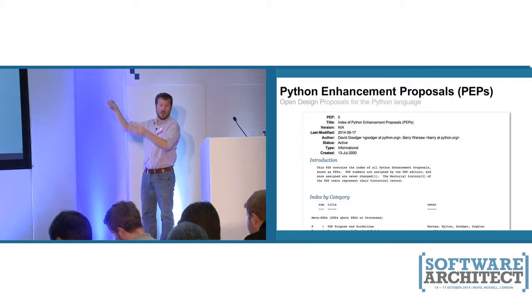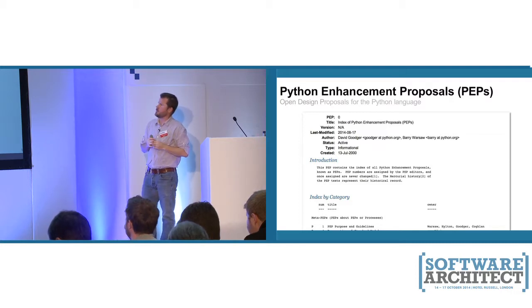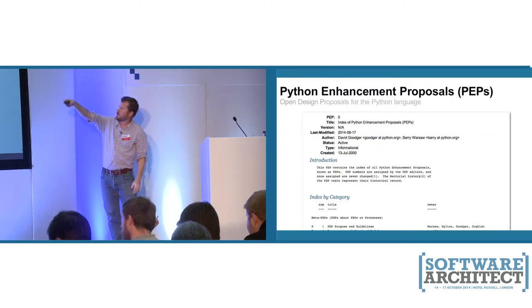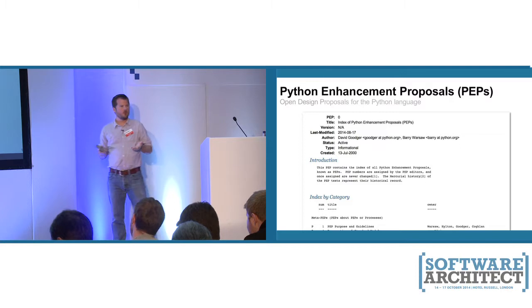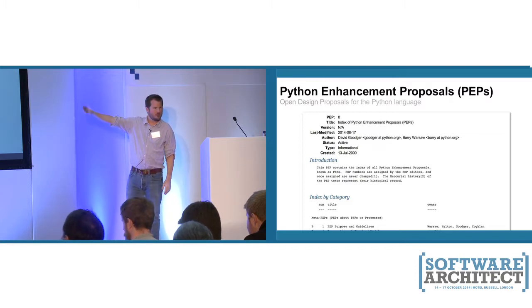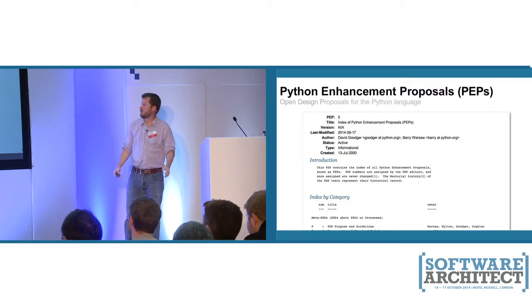This is a PEP, a Python enhancement proposal. I'll just keep calling them PEPs. It's a simple text document with some structure at the top: the PEP number, the title, and so on. This is the common format that makes it machine processable, parsable, and indexable. And the rest is pretty much just freeform text that the users can put whatever they want into.